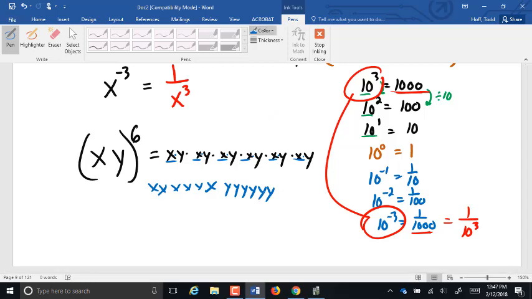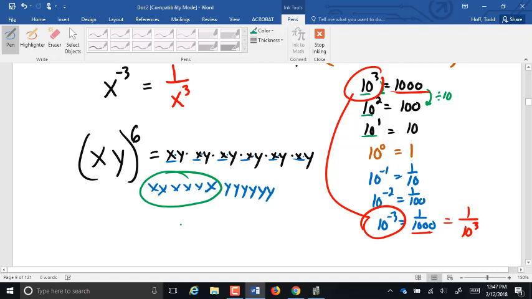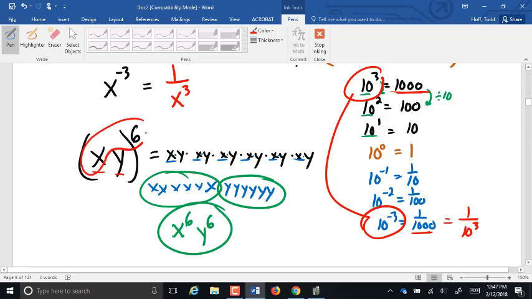And what I have is, here I have 6 x's multiplied together as x to the 6th. Here I have 6 y's multiplied together, which would be y to the 6th. So x to the 6th, y to the 6th. What happens is when I have two things being multiplied here, and I take that to a power, I can do the power of each piece separately. X to the 6th, then y to the 6th.